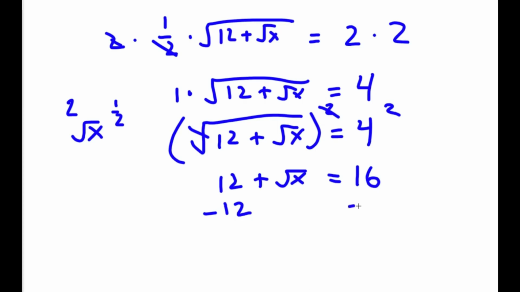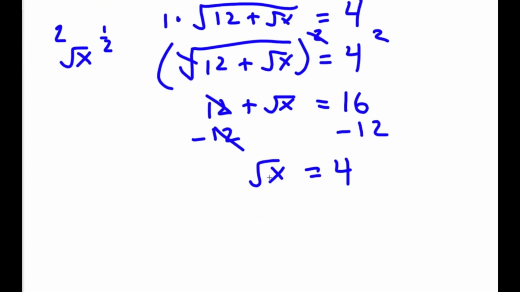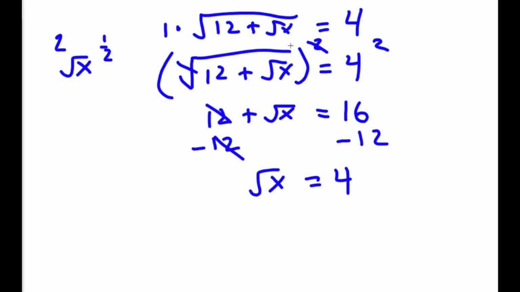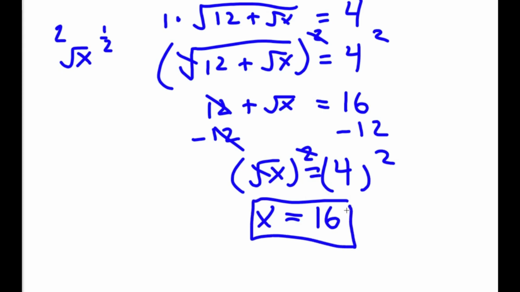Now I can subtract 12 on both sides. So I have the square root of x, because these two cancel out, is equal to 16 minus 12, which is 4. Alright, so remember, we have another square root here, and the only way to get rid of it is to square both sides. So now again, I'm going to square both sides to get rid of this square root. And now these two cancel out. So I have x is equal to 4 squared, which is 16. So 16 is our value for x.